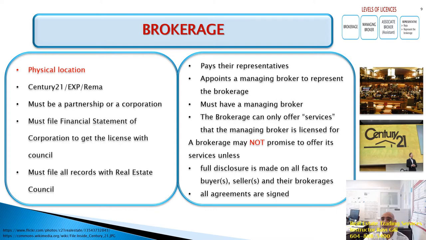So let's do the first one, levels of licenses. There's 4: brokerage, managing broker, associate broker, which is an assistant, and you as a rep, realtor, whatever you want, or a licensee, called also a licensee. 3 different names for the realtor: rep, realtor, and licensee. It's the lowest license, but the highest license is the brokerage. Brokerage is the Century 21s, Remax, the ones that you work for.